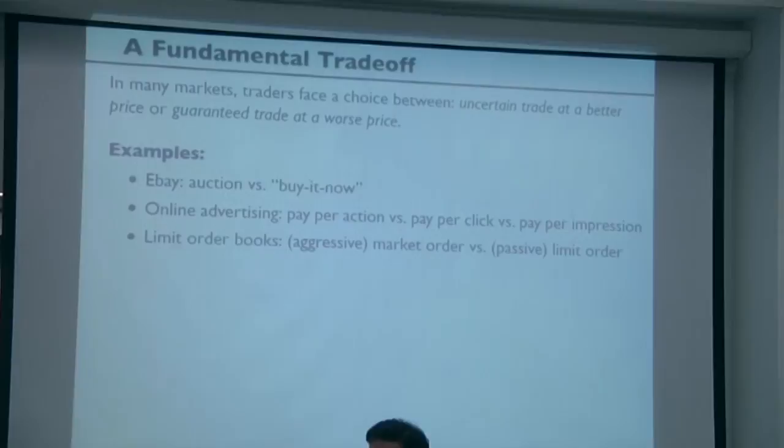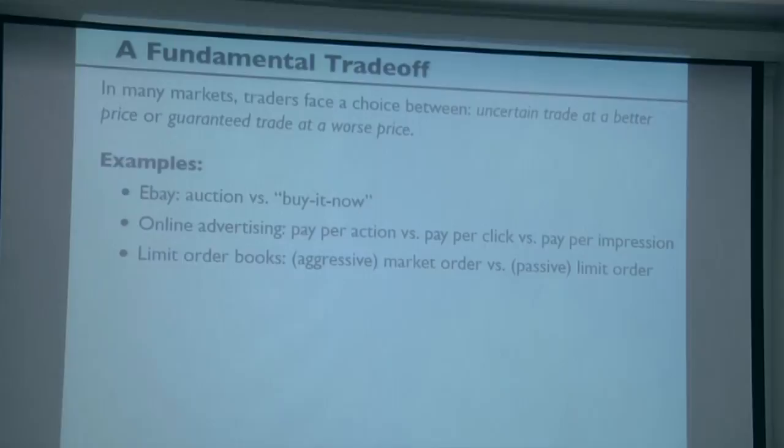And this is actually, I think, a trade-off that occurs in many markets: a trade-off between uncertain trade at a better price, i.e. the dark pool, or guaranteed trade at a worse price. So for example, eBay. In an eBay auction, you typically buy it all. You can pay a price premium, get the item you want with certainty, or you can participate in the auction. Maybe you'll get it for cheaper, maybe you won't get it.